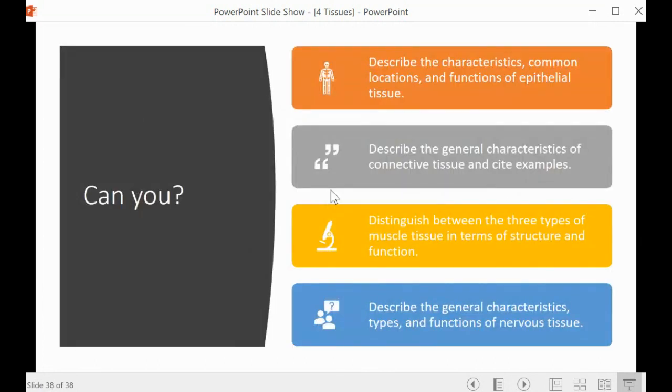And now, can you describe the characteristics, the common locations, and the functions of the epithelial tissue? Describe the general characteristics of our connective tissues and cite some examples. Distinguish between the three types of muscle tissues in terms of structure and function, and describe the general characteristics, types, and functions of our nervous tissues. I hope that you can.